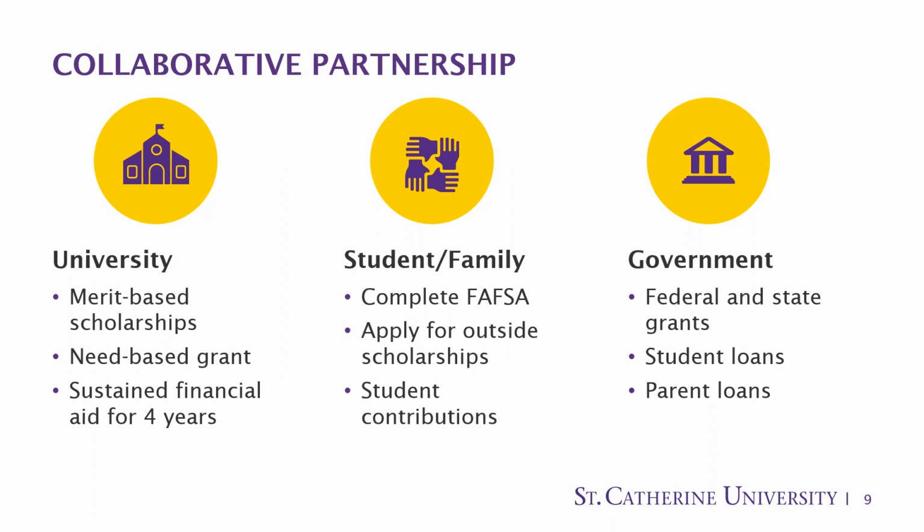The student and the family is the next group in this partnership. They are responsible for completing the FAFSA each year, or Minnesota Dream Act if eligible, and applying for any outside scholarships. They are also responsible for contributing funds of their own to cover any remaining costs. Lastly, the government is also here to help by providing federal and state grants to students in need after they complete a FAFSA or Minnesota Dream Act application. There's also student loans and parent loans available as well.